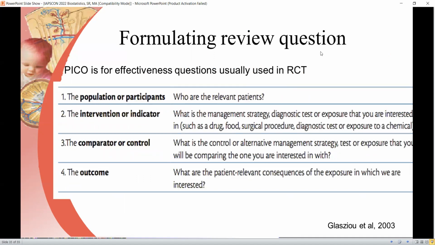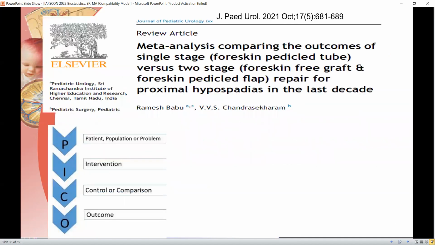So, formulating the review question, the PICO format. So what is the population? What is the intervention? What is the comparator? And what is the outcome? So that stands for PICO. That model, which is used in RCTs, is also useful here. So I'll just give another example.